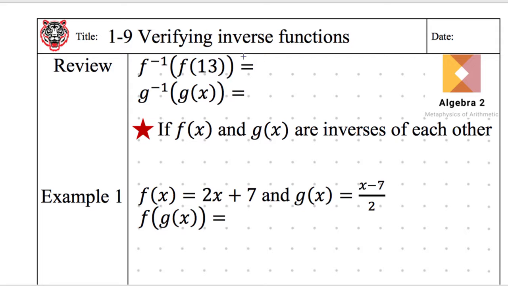The answer is 13, because James correctly saw that f inverse and f cancel each other out. That's the whole point. You go forwards with f, and then you go backwards with f inverse. You end where you start. 13. This seems like such an easy problem, but what's really happening here is deep.